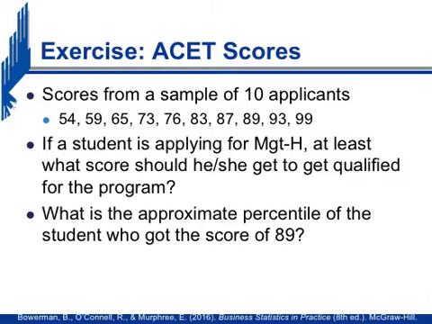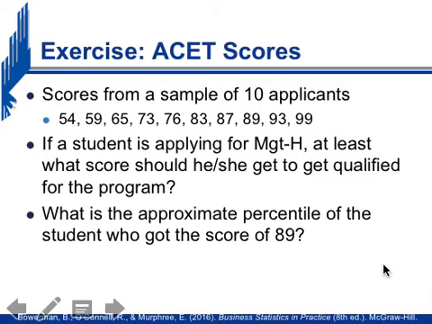So the scores are already arranged in increasing order, so you can directly proceed to the computation of the index to determine the percentiles. If you are asked to determine the minimum score to be qualified for management honors, an honors program, you have to be part of the top 15%. To determine the minimum score to be part of the top 15%, you have to compute for the 85th percentile, using the same formula that was shown earlier.